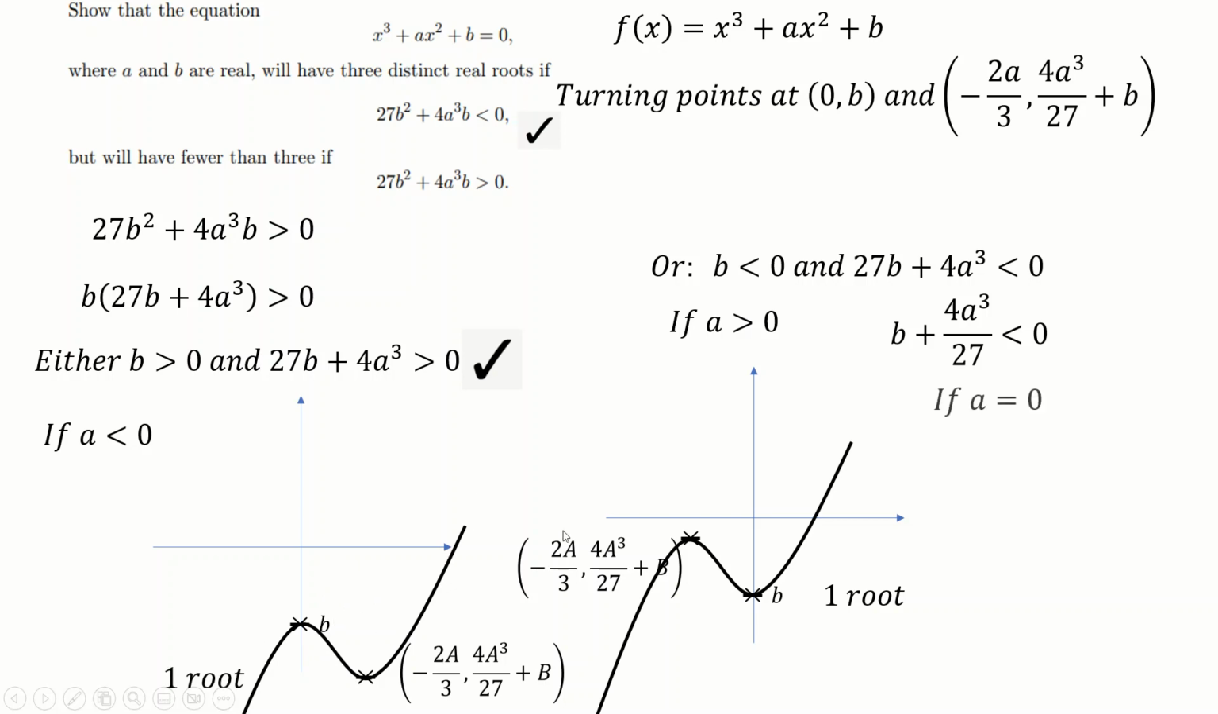And then the last case, if A was 0, same as before, just look at the original function. B is negative, so it's just the cubic shifted down. And of course, there's 1 root. And that's all of our cases done. So we've shown all the cases for this, which means that we've shown if this thing, then there's always fewer than 3 roots. And we're done with the entire question.